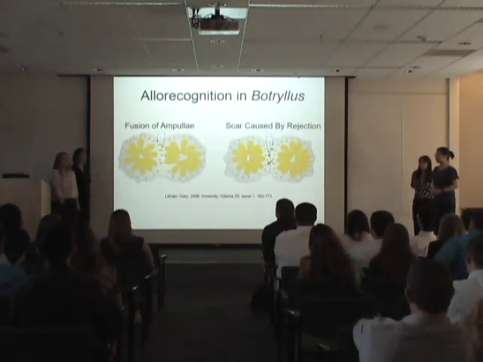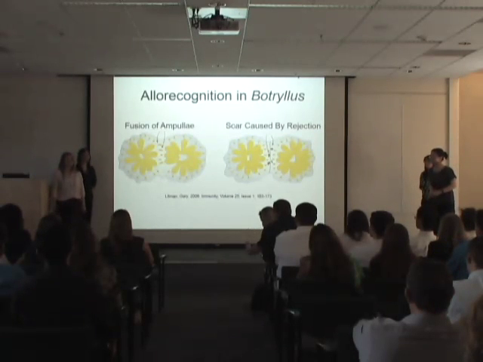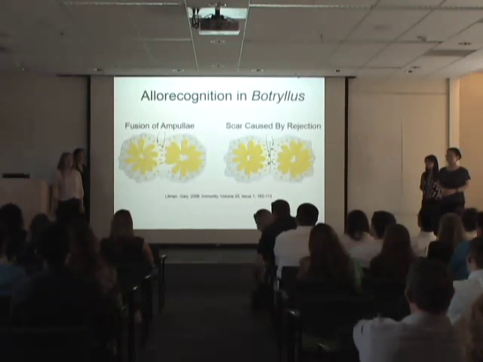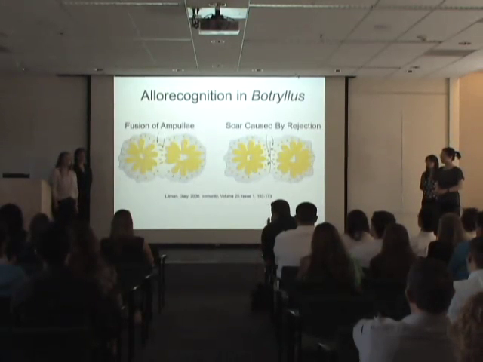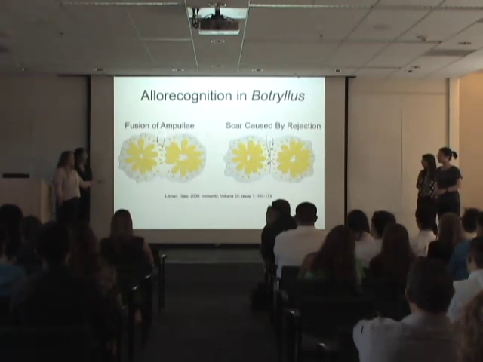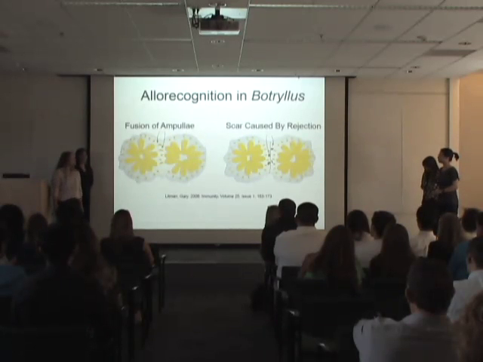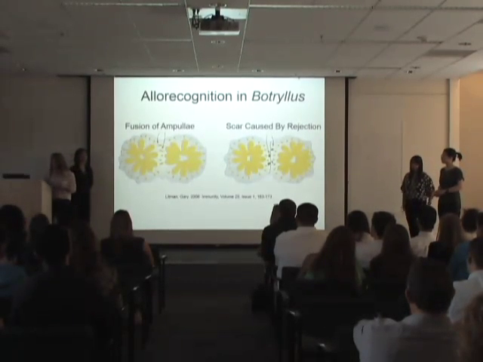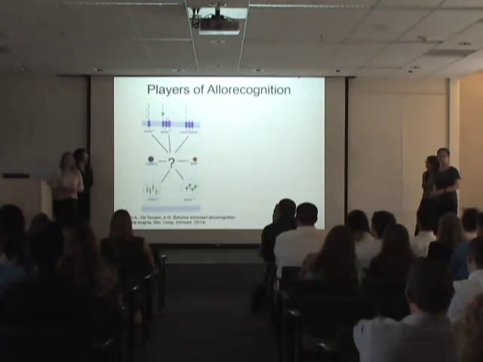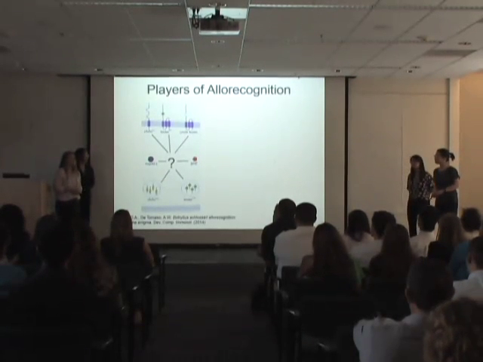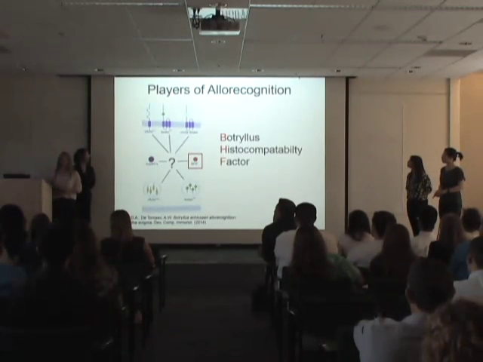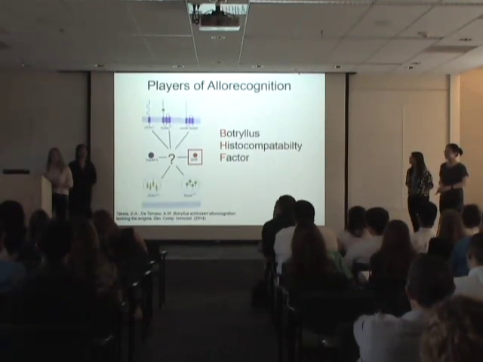Because of their simplicity, Bacillus is a great organism to study allorecognition in. Depending on their compatibility, they have the potential to either fuse at the ampullae, forming one whole system, or they will begin to develop dark scar tissue, ultimately rejecting each other. The lab has already identified several proteins involved in this process, but this week we will be studying the Bacillus histocompatibility factor, also known as VHF.